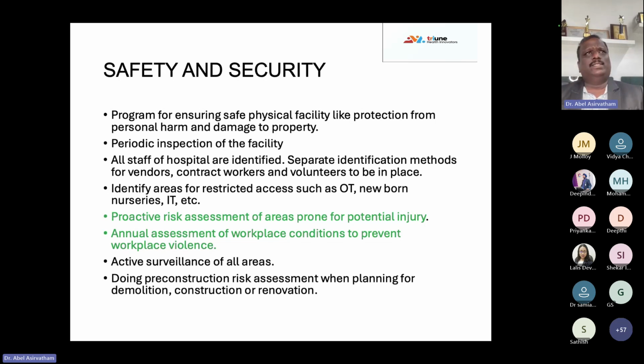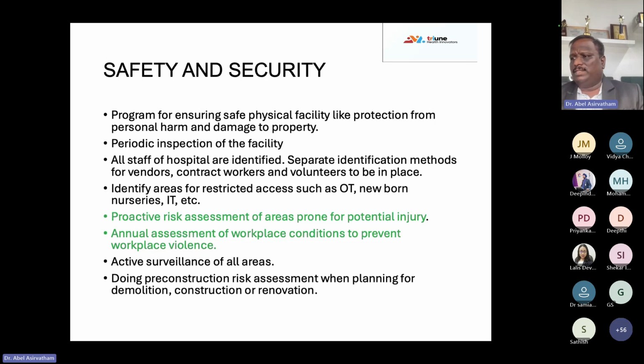Identify areas for it, because these things, more than protocol, will be verified on the ground by the surveyors during the JCI survey. For example, if a JCI survey is going on and suddenly you find a vendor working on, say, fire equipment, they will check whether the vendor has proper identification, whether proper fire restricted signages are there at the place of work, and if a fire watch is there. Due to time, I don't have time to explain all these things in detail, but just a gist of it.